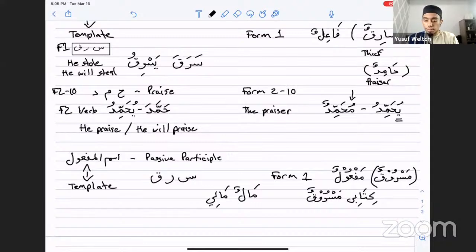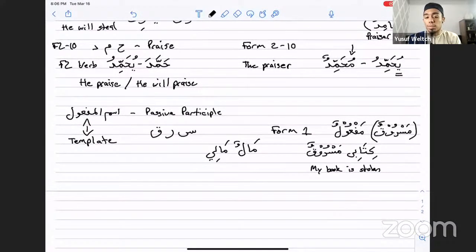So my money is stolen. How do I say that? How do you say my money is stolen? Mali masruqun. Good. So just translating the previous example. My book is stolen, you can replace that with mali masruqun. My wealth is stolen. My money is stolen.